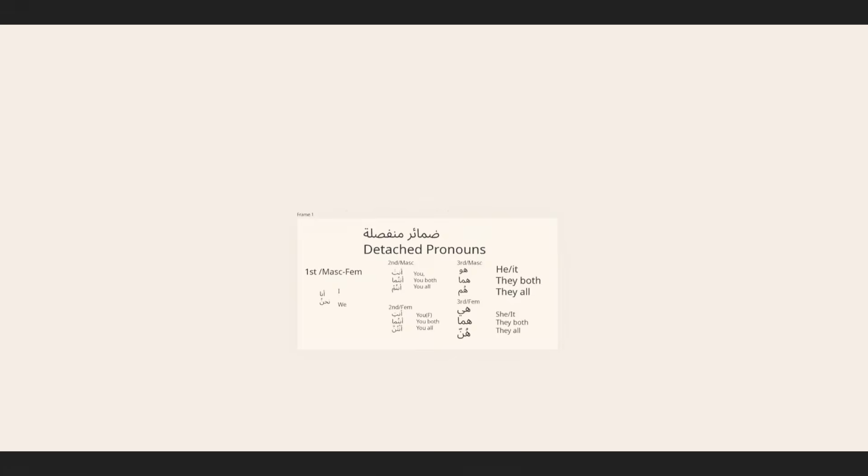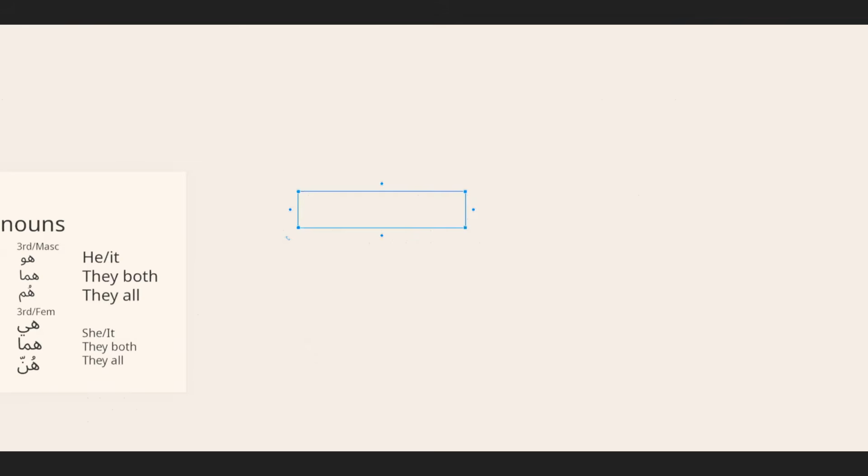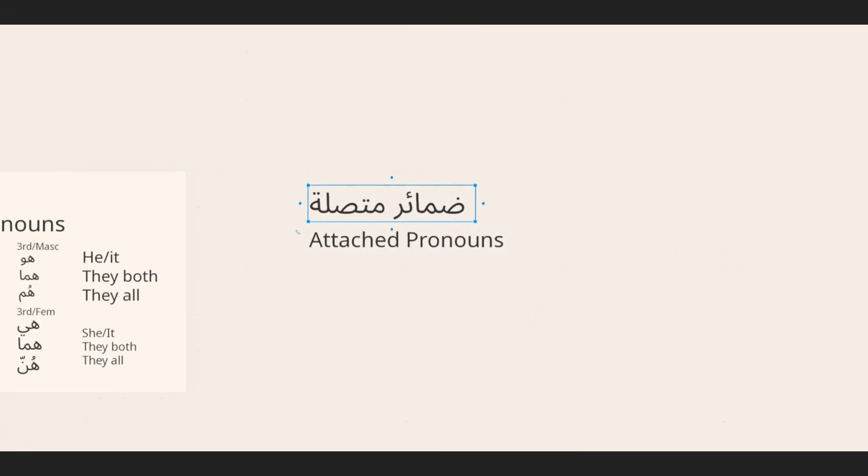It's called ضمائر متصلة, the muttasila, which joins, attached pronouns. So attached means what? His pen. How do you say his, him, attached pronouns? They don't come separately. They are attached to nouns or verbs or particles. They attach to anything. So it is hu, huma, hum, then ha, huma, hunna.